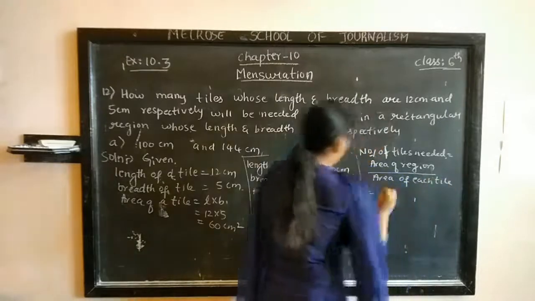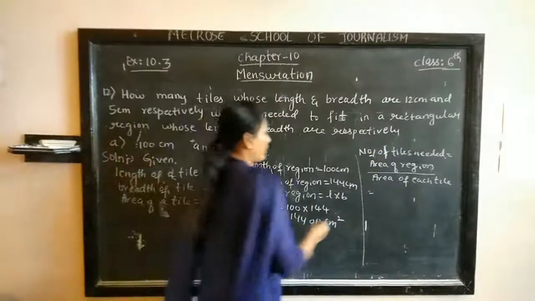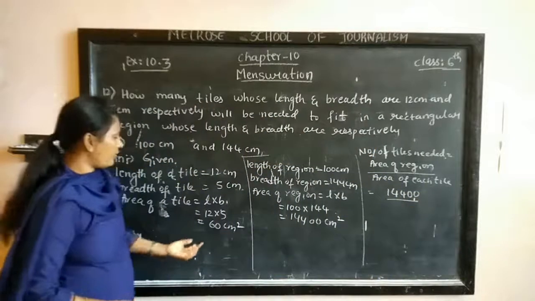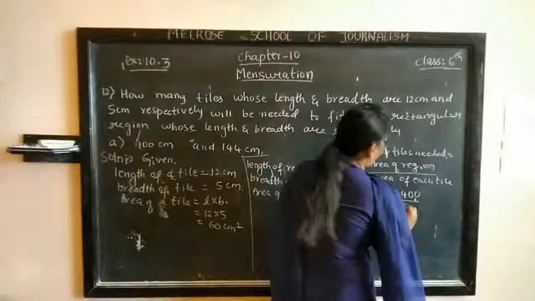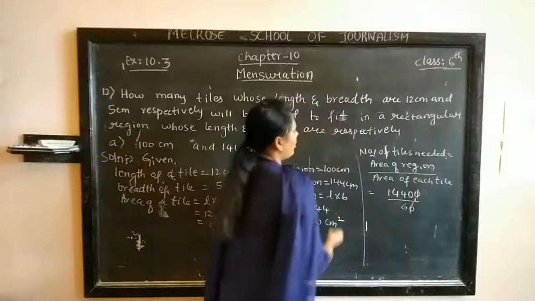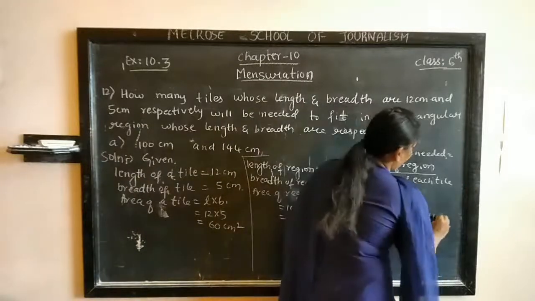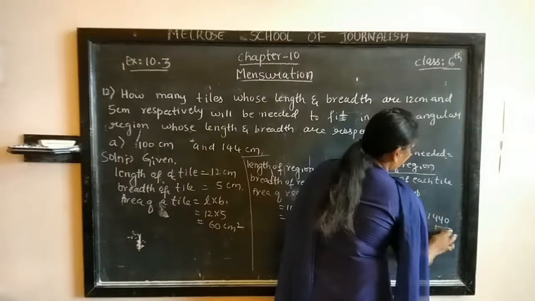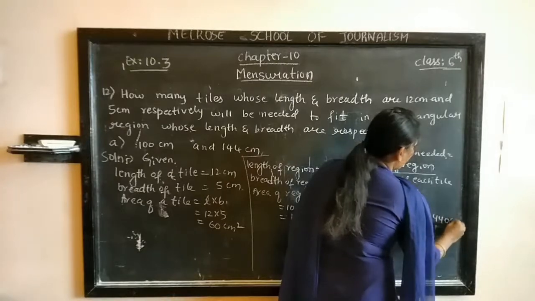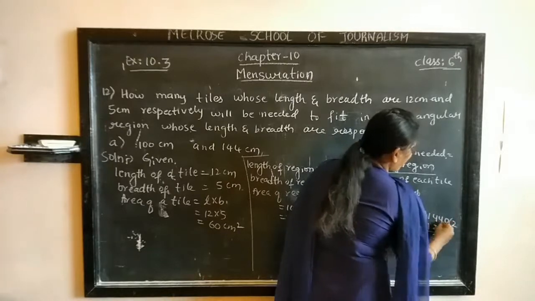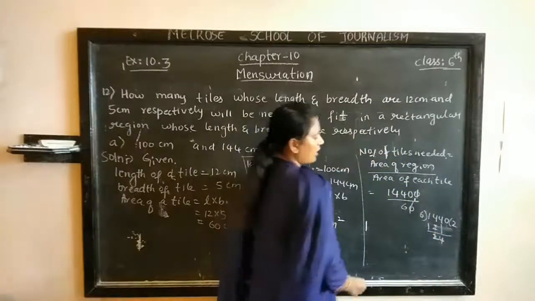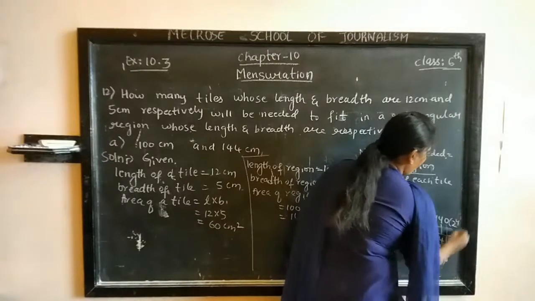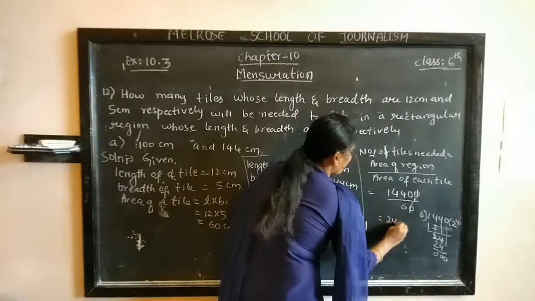So what is the area of the region we got? 144 followed by 2 zeros. It means 14,400, and area of tile is 60. 60 divided, the 0 cancels. 144 divided by 6, that is 1440 divided by 6. 6 2s are 12. 2 will be remaining. 4 is to take down. 6 4s are 24. And we have 0 here. I am keeping 0. So answer is 240 tiles.